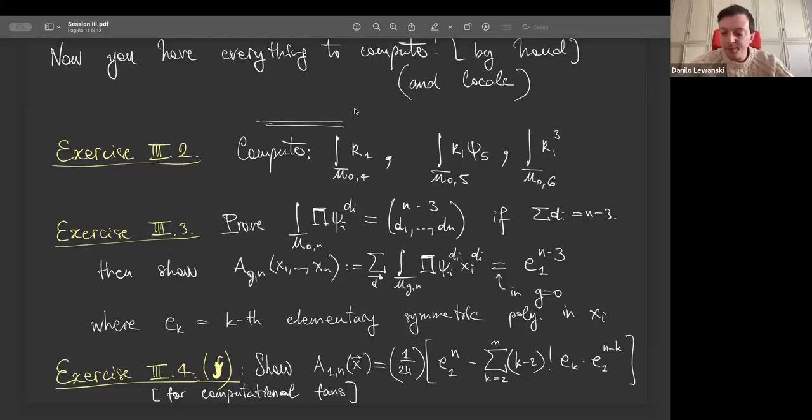And with a computer, you may be able to do computations in genus 2, 3, sometimes genus 4, and still quite small n. So it's not that you can go very far. But usually this is enough to test conjectures.